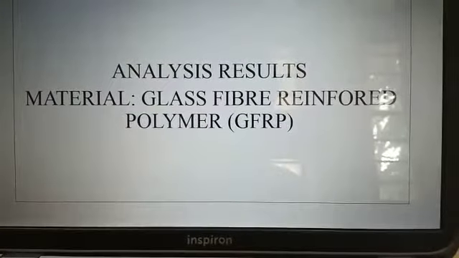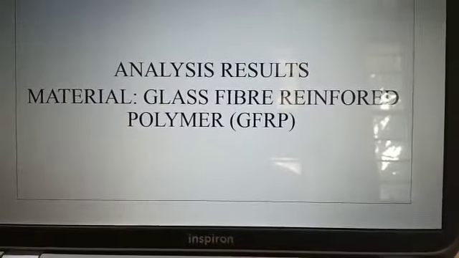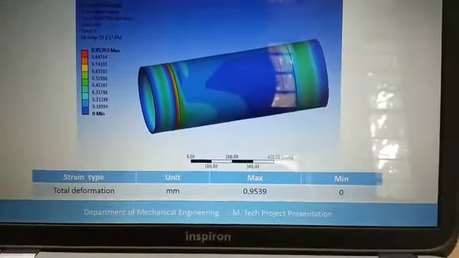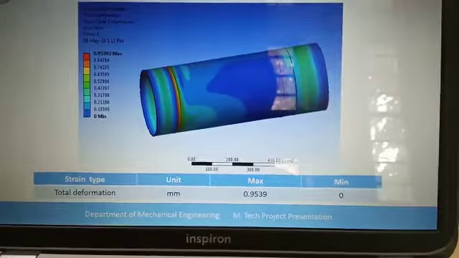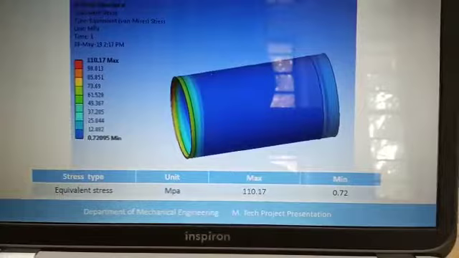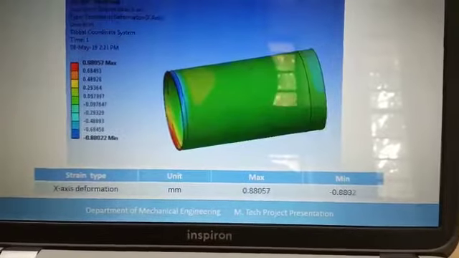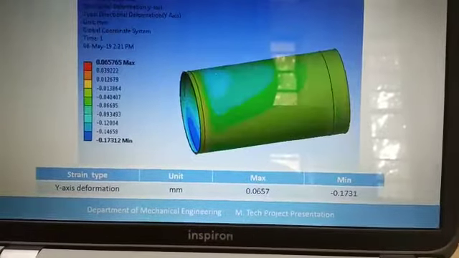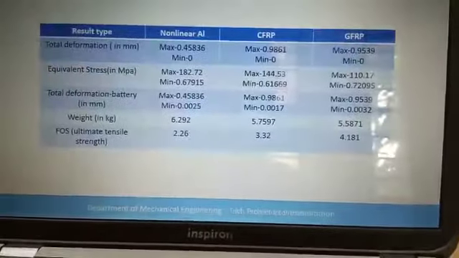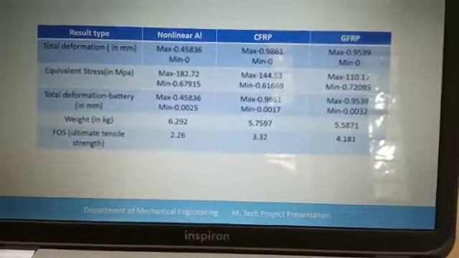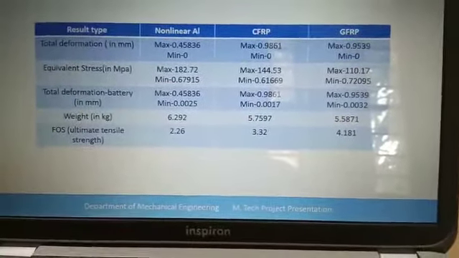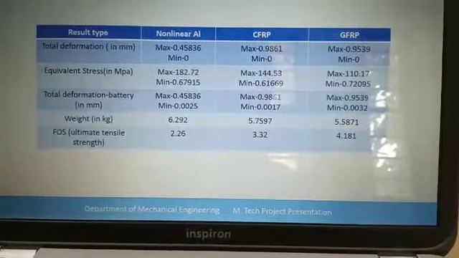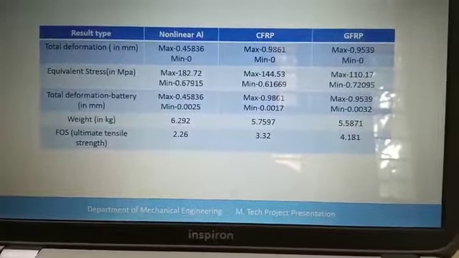Similarly, the material is glass fiber reinforced polymer, that is GFRP. Then it's the total deformation what we are getting. Then equivalent stress, total deformation, x-axis, y-axis, z-axis. So this is the non-linear static analysis result for all the three parts.